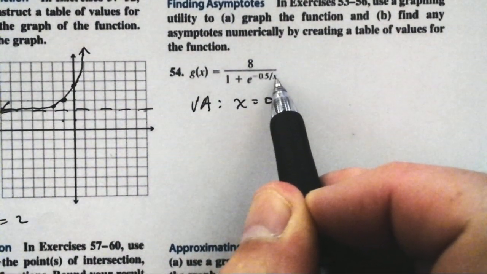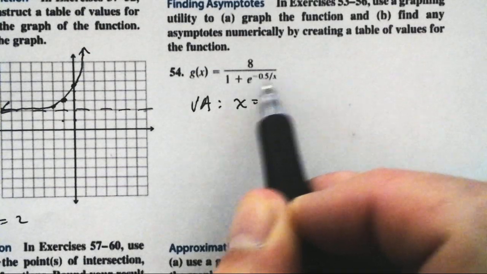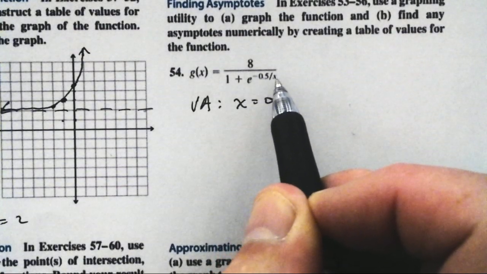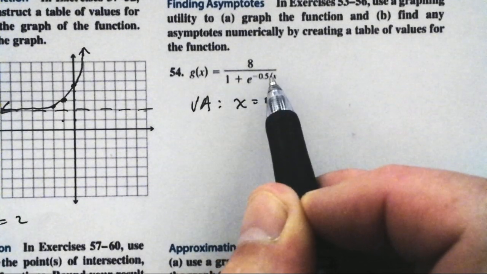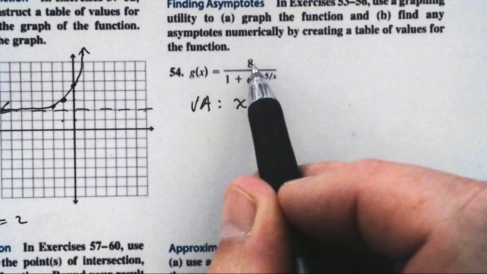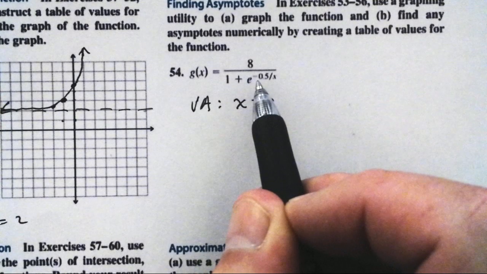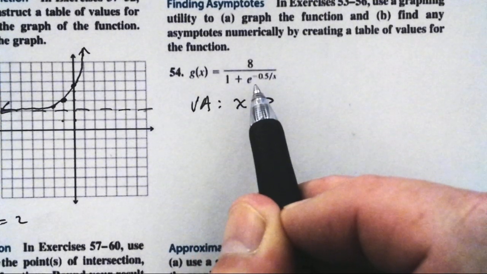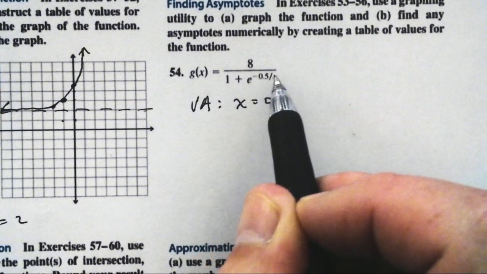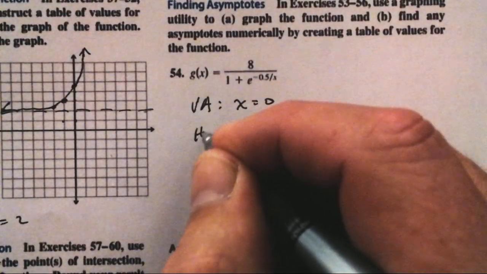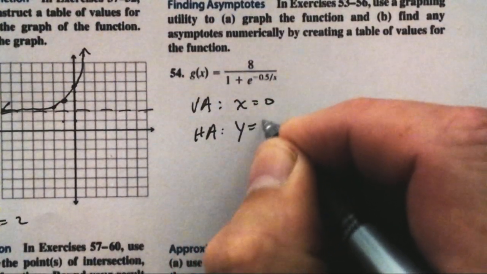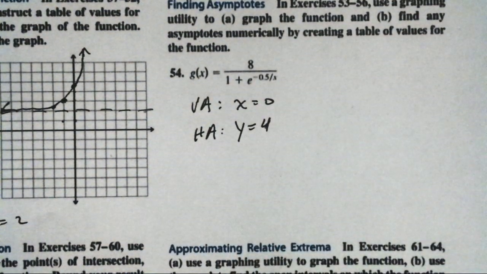As x gets bigger and bigger and bigger, I get e to the negative 0.5 over, say, a trillion, which is basically e to the 0th, which is basically 1. So it's pretty much 8 over 1 plus just about 1. It's pretty much 8 over 2, whether it's positive or negative there. So yeah, it does make sense that we would end up approaching 4. So horizontal asymptote, y equals 4.